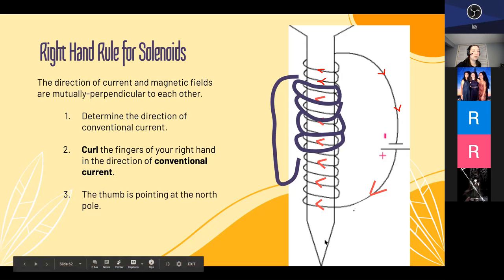That means the bottom pole is a north pole and the top pole is a south pole. And then from there, if I finish early, I can draw the field lines on top of that, pointing from north to south.